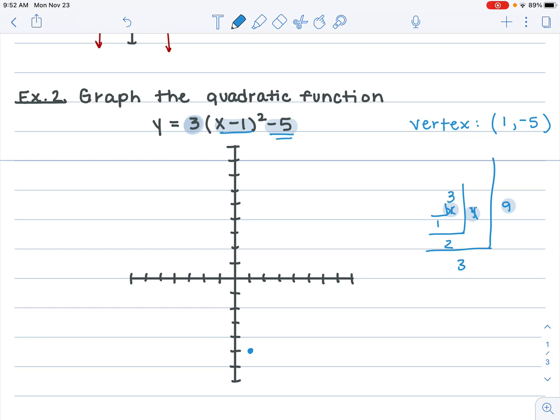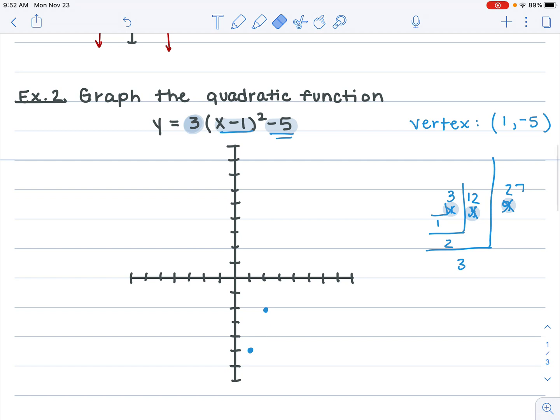So I'm going to do 1 times 3, which is 3. 4 times 3, which is 12. 9 times 3, which is 27. We're going to graph that all from our new vertex. So with the new vertex, I'm going to go over 1 and up 3. 1, 2, 3. Oops, I got some extra points there.